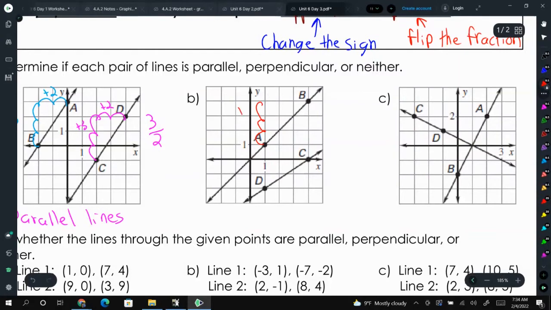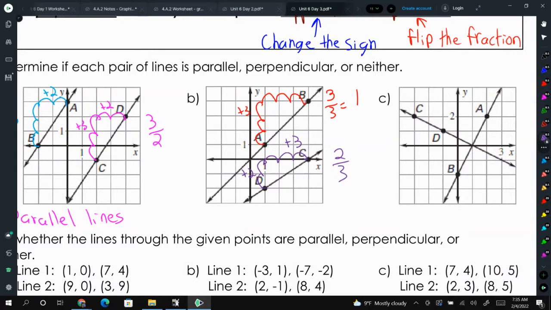So let's look at this one. We're going up 3 and right 3. So 3 over 3, which is 1. You could write that as 1 over 1, but just know that we usually simplify that to a whole number, if possible. And you go up 2 and right 3. So this line is 2 over 3. So those are obviously not the same. So we know that they are not parallel. And to see if they're perpendicular, look at if you flip this fraction, it becomes 3 over 2, and then change the sign to negative, it's not the same as 1. So this is neither.